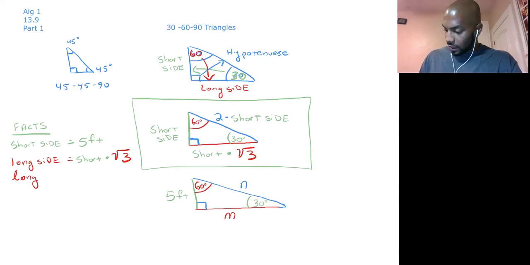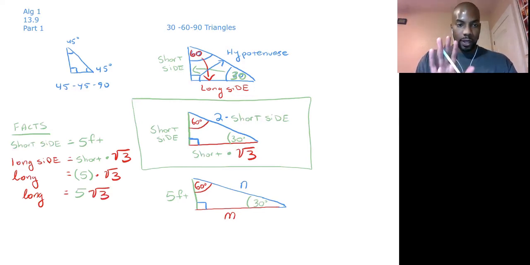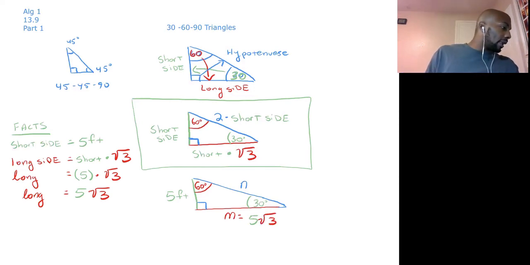Long side, I'm going to abbreviate, is equal to short, which is the length of the short side, which is 5 feet. I'm going to drop the feet for right now because it's not useful, times rad 3. So the long side, if I clean it up, is equal to 5 rad 3. So we know the long side now. In fact, we can even fill it in. M is equal to 5 rad 3.